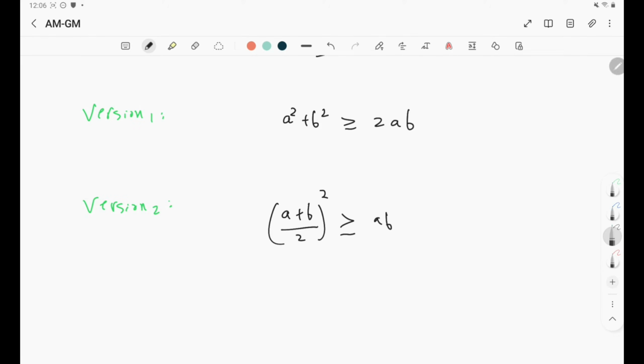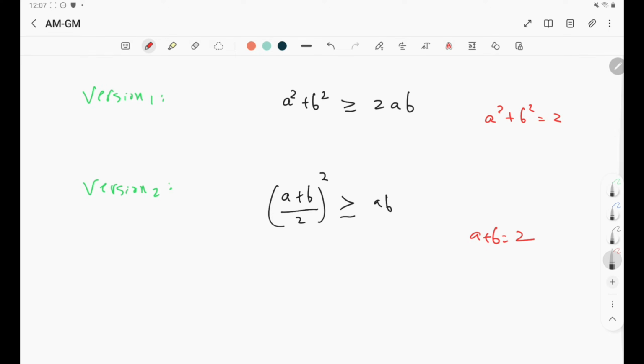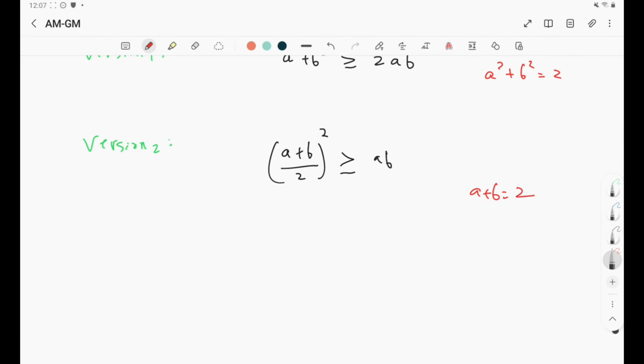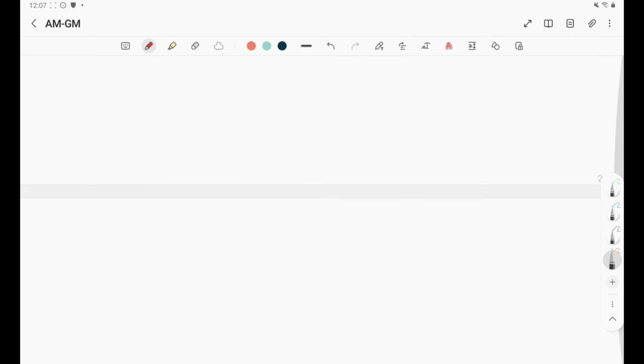Because, for example, let's say in a question they told you that a plus b is equal to 2. Then here, you know that ab is less than or equal to 1. You will not apply this, you apply that. But what if they told you that a squared plus b squared is equal, let's say, to 2? Then, of course, you will apply the first one. So keep that in mind. We have 2 versions. One links ab to the sum, and one links it to the sum of squares. Okay, so now let's move on and present the real AMGM, the generalized version.